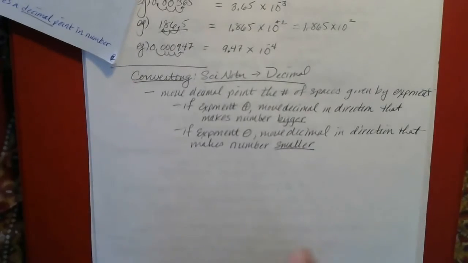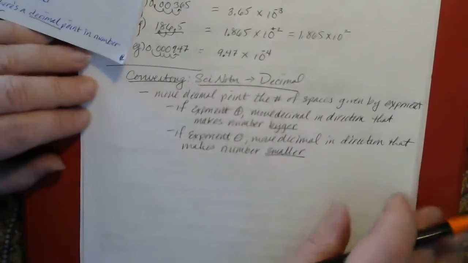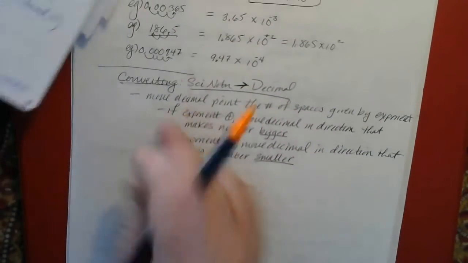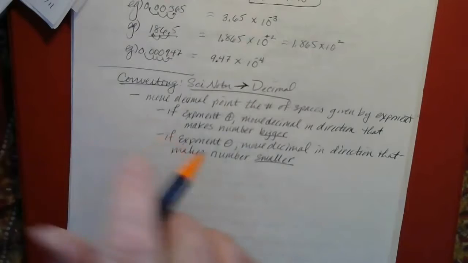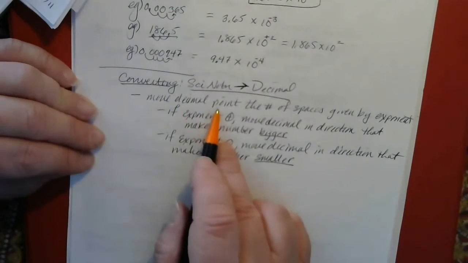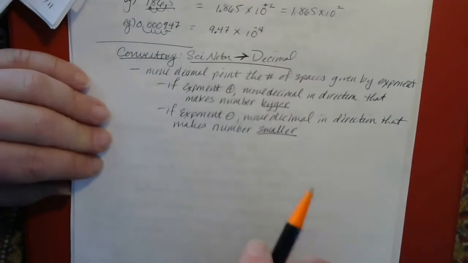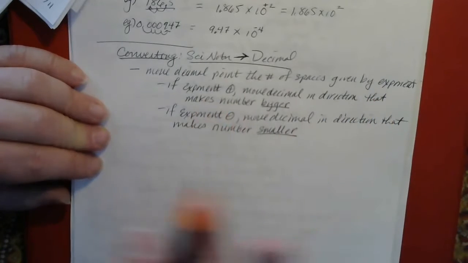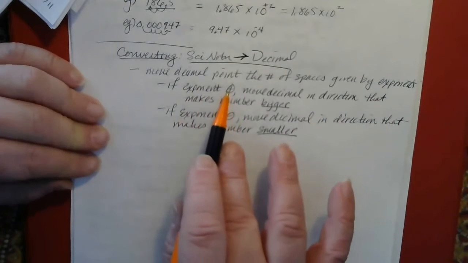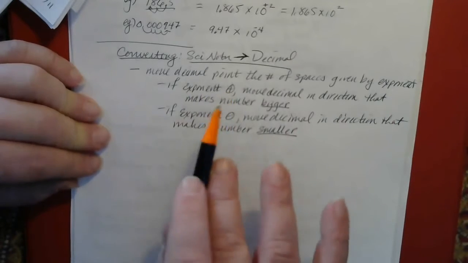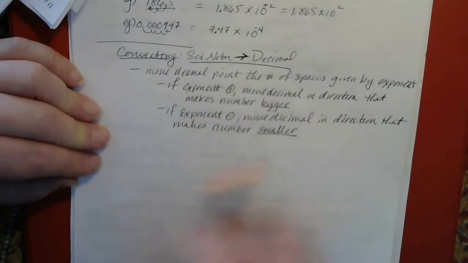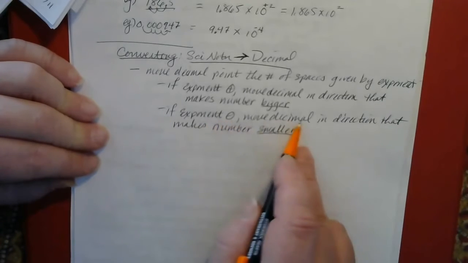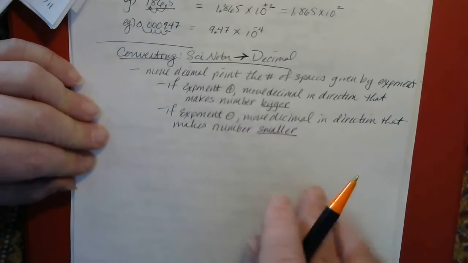Okay, so picking up where we left off, if you want to convert from scientific notation to the decimal form of a number, then you can basically take the decimal point and move it the number of spaces indicated by the exponent. And the way you can tell which way to move it is that if the exponent is positive, then you have to move the decimal point in the direction that makes the number bigger, because big numbers have positive exponents. If the exponent is negative, then you want to move the decimal in the direction that makes the number smaller.